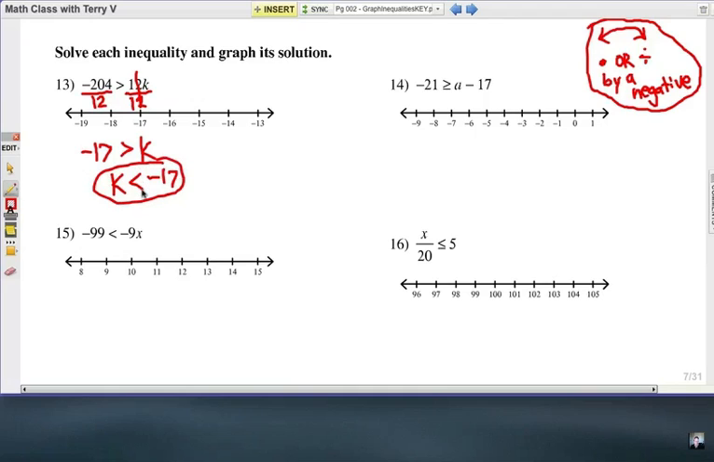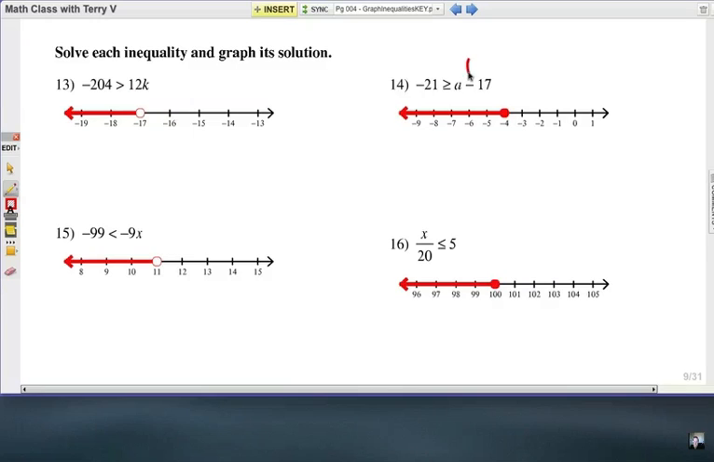It's solved algebraically, and now I put it on the number line. It's less than negative 17, open dot, and we're going to color it in to the right, or excuse me, to the left, and that is the answer there. All right? You try the rest.